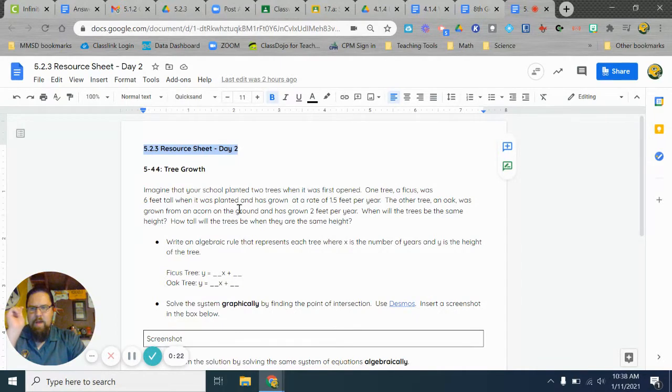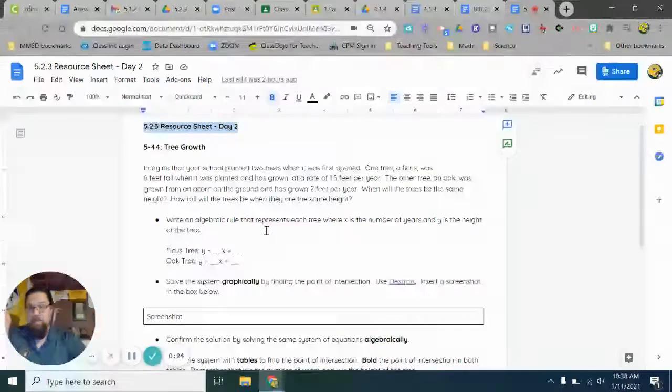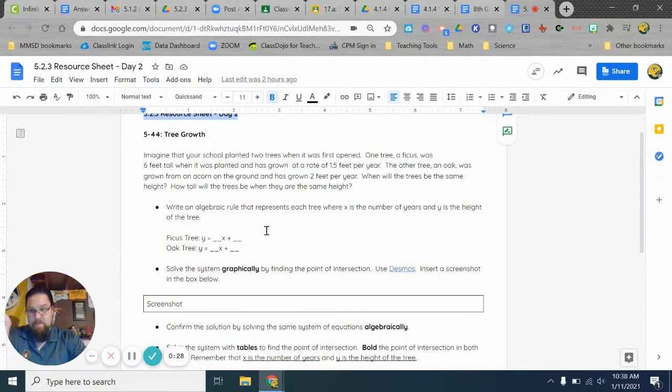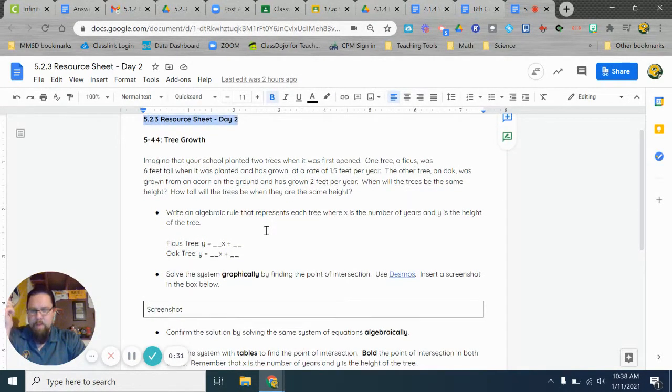All right, so here's the problem we're going to be using. Well, first of all, if you were here last class, you're going to notice it looks very similar except it's a different problem. But we'll get into that.